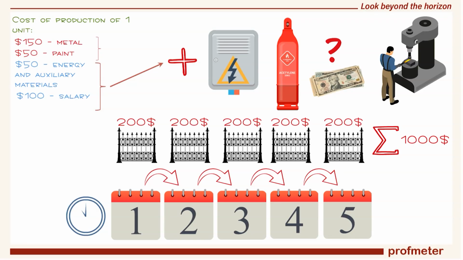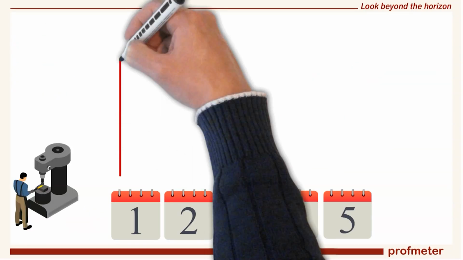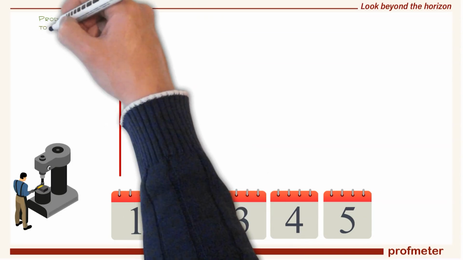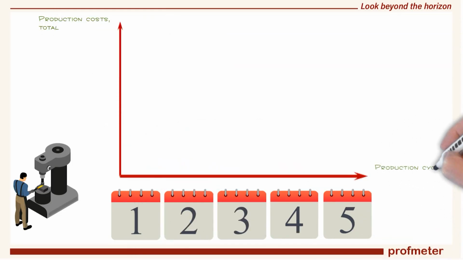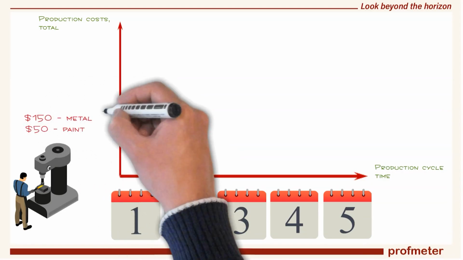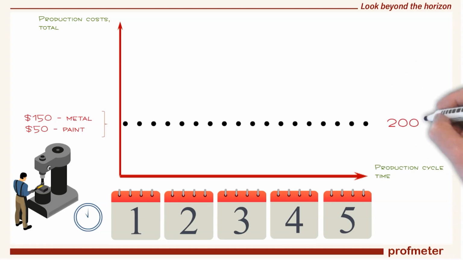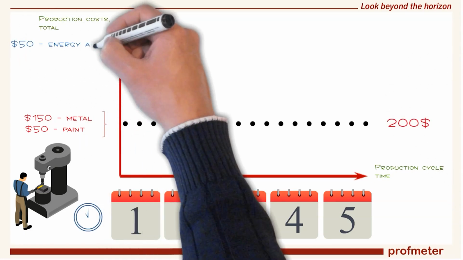Time to stop making mistakes and look at the bigger picture. Let's draw a graph and see how our costs accumulate over time. At the start, we purchased all the necessary materials. So at point 0, our costs aren't 0. They're already $200. And what happens next?